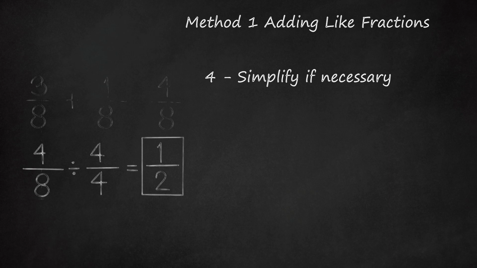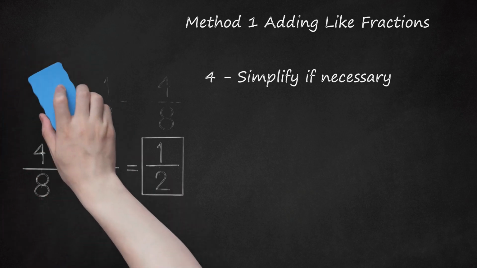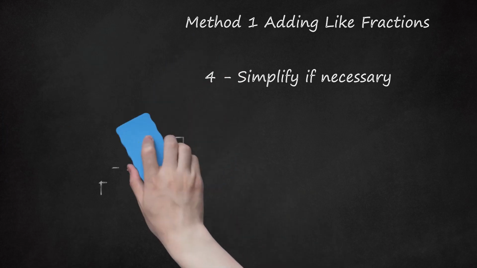For example, 4 and 8 can both be divided by 4. 4 divided by 4 equals 1, 8 divided by 4 equals 2, so 4/8 simplifies to 1/2.